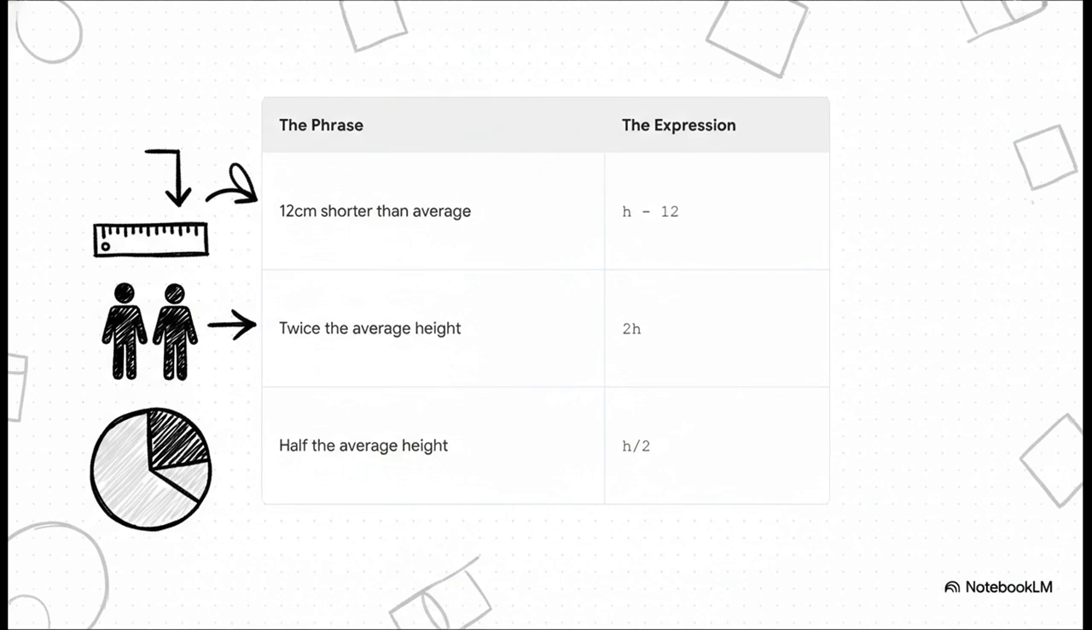A phrase like, a height 12 centimeters shorter than average. That just becomes h minus 12. Simple. What about a height twice the average height? That's just 2h. Remember our grammar rule? No multiplication sign needed. Algebra takes a clunky English phrase and turns it into something super elegant and concise.